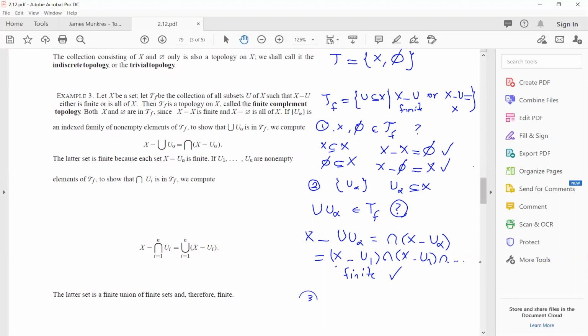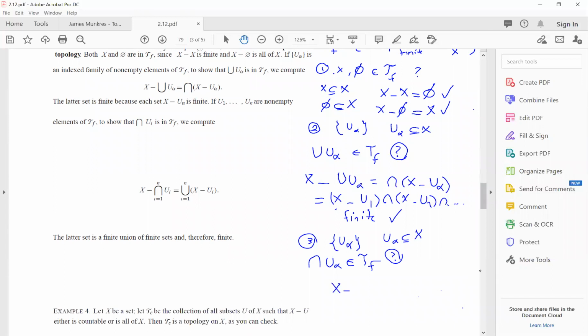The last condition. Suppose we take a collection of subsets of X. Our goal is to show that it is closed under finite intersection. We want to show that the finite intersection of these elements is also a member of tau of F. So let us put a question mark here.